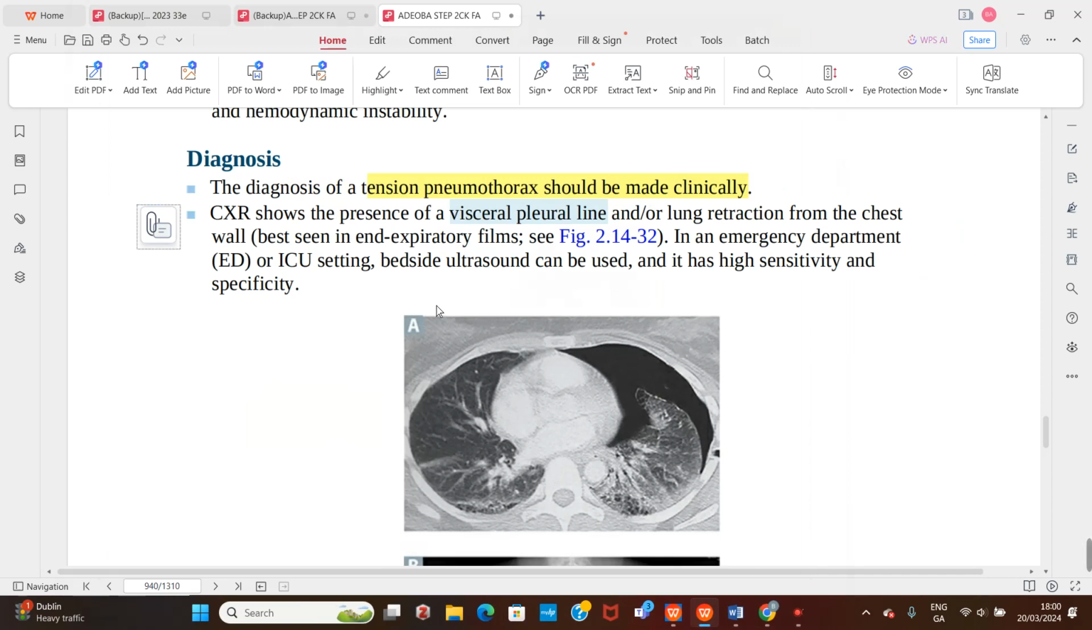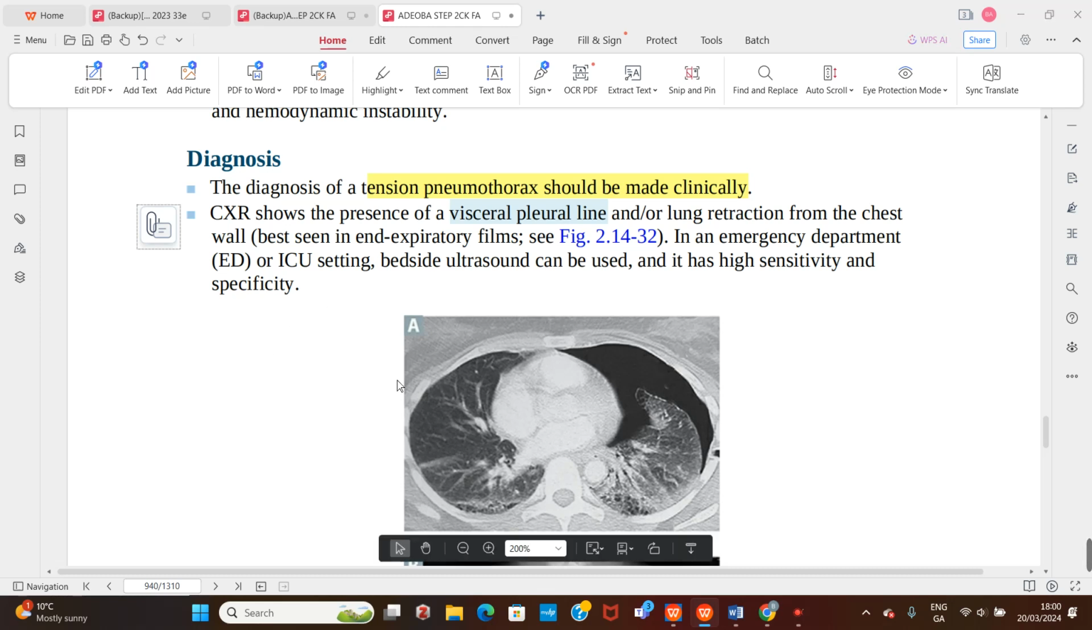Sometimes in the ICU, we can do a bedside ultrasound and we can also see the tension pneumothorax with our bedside ultrasound. In fact, that's very high specificity and sensitivity. I have not seen one before. I don't know if anybody has seen one before.